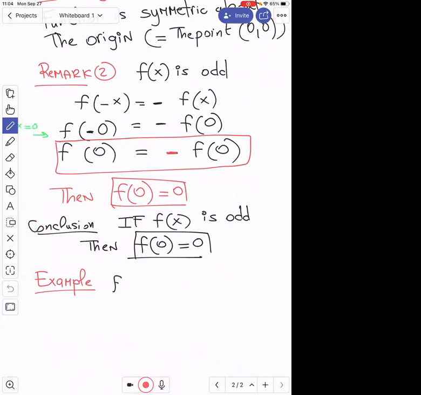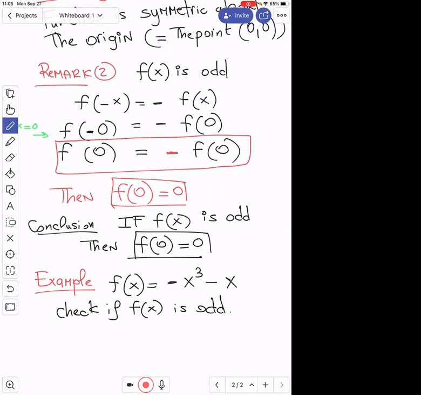Well, let's take f of x equals negative x cubed minus x. And let's check if f of x is odd. Of course, we know how to check if f of x is even. Now we're going to check if f of x is odd, right?